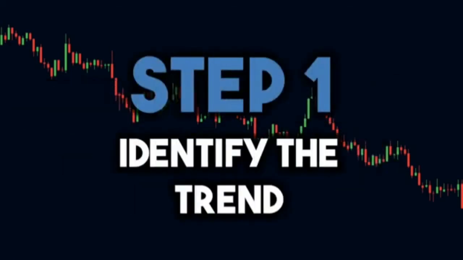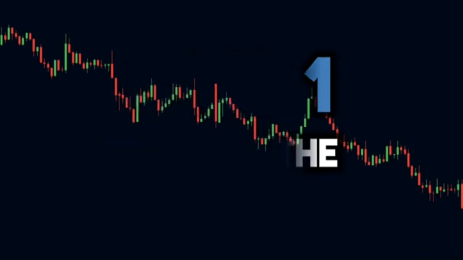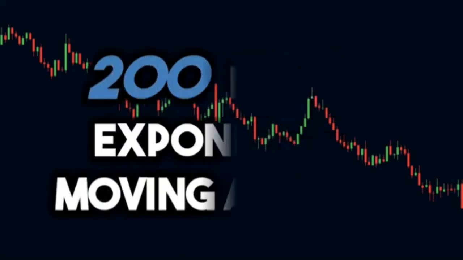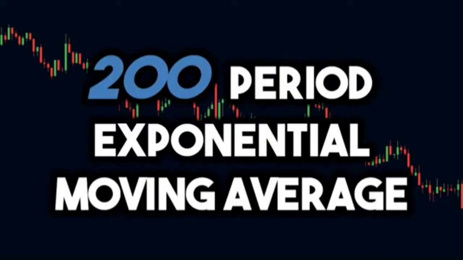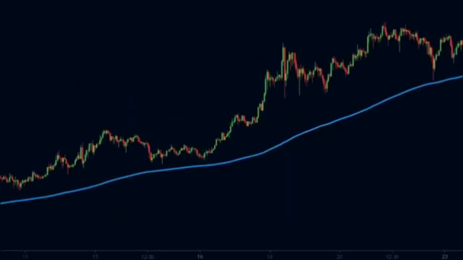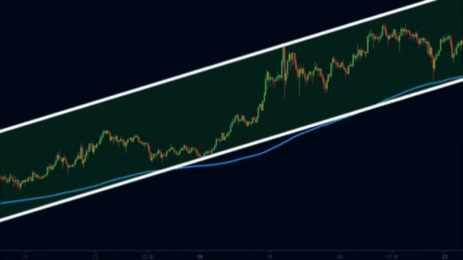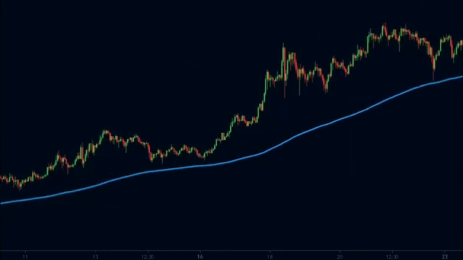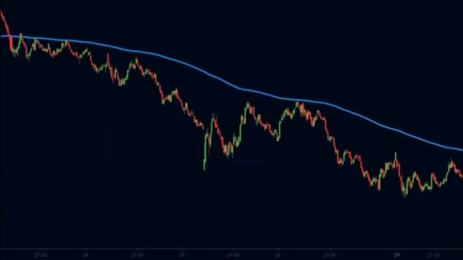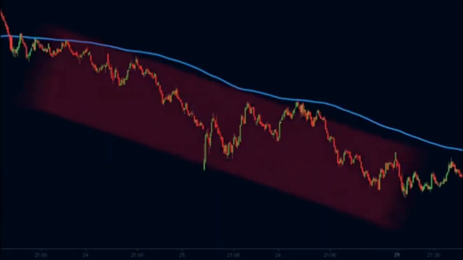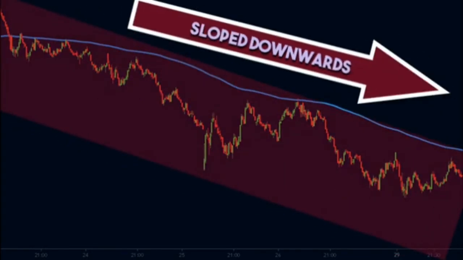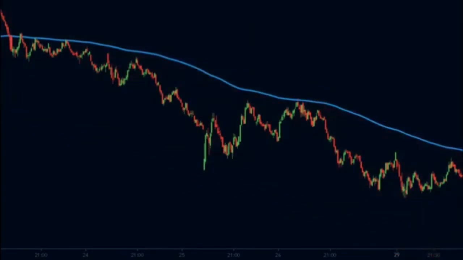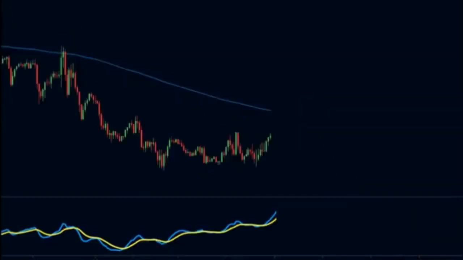The first step of the strategy is to identify the trend of the market. For that, we will use the 200-period exponential moving average. In an uptrend, the price stays above the moving average, and the moving average is sloped upwards. We can also see that the price finds support at the moving average. On the other hand, in a downtrend, the price stays below the moving average and the EMA is sloped downwards. The moving average also provides resistance in a downtrend.